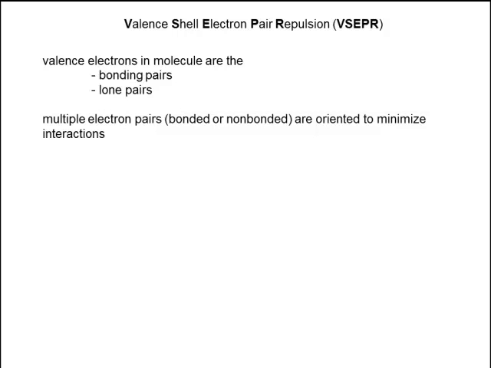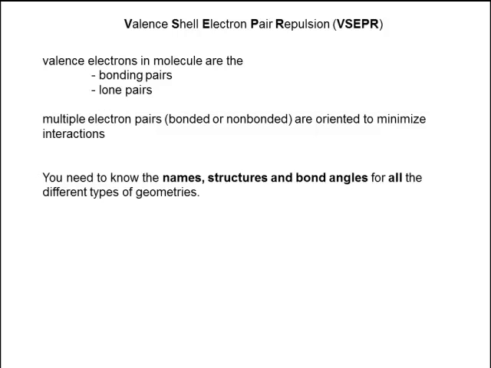Remember, we're dealing with electrons. They have a negative charge. Whether it's a bond or a lone pair, those negative charges are going to try to repel away from each other if possible. They're going to get the maximum distance they can from each other.